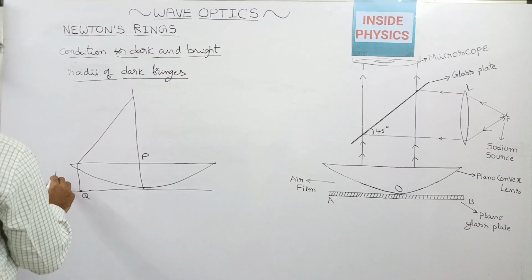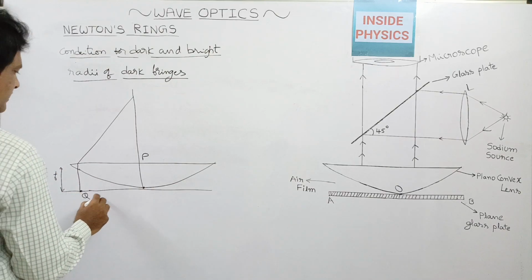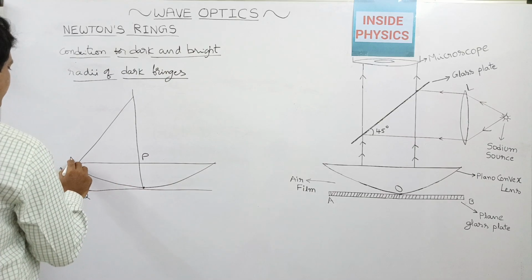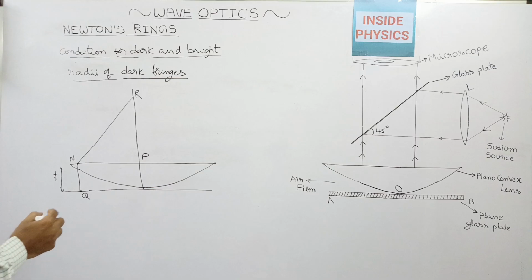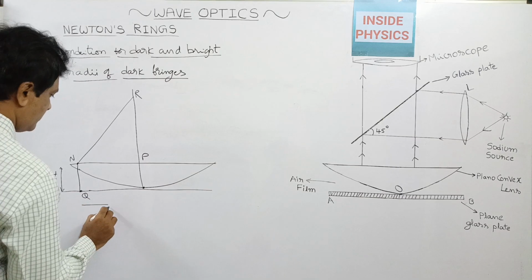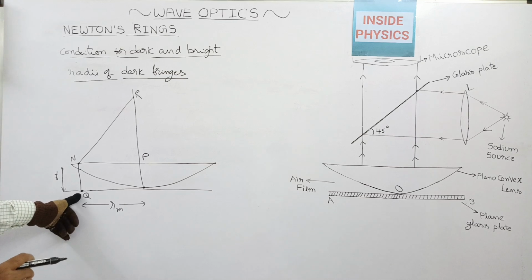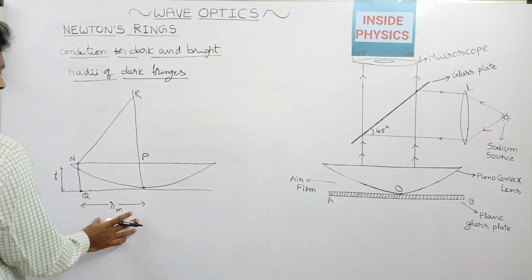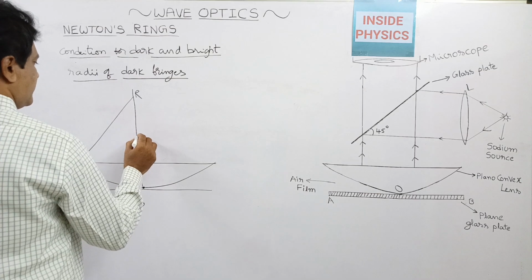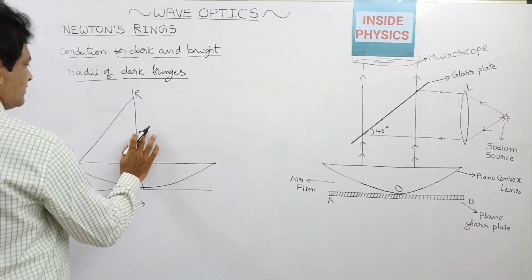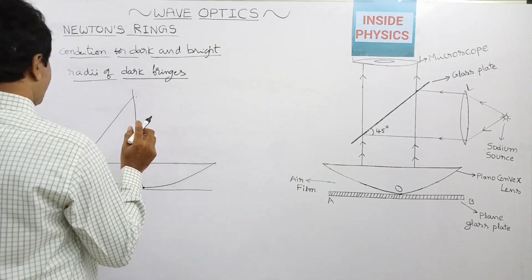Okay, this is the thickness of the air film. T is the thickness of the air film, and this distance from this point I will say as N, suppose this as r. This is the radius of the dark fringe. Suppose at Q a dark fringe is formed, r m is the radius of the dark fringe, and this is the radius of curvature. You can take it as small r or capital R as the radius of curvature, and give this another name as M.